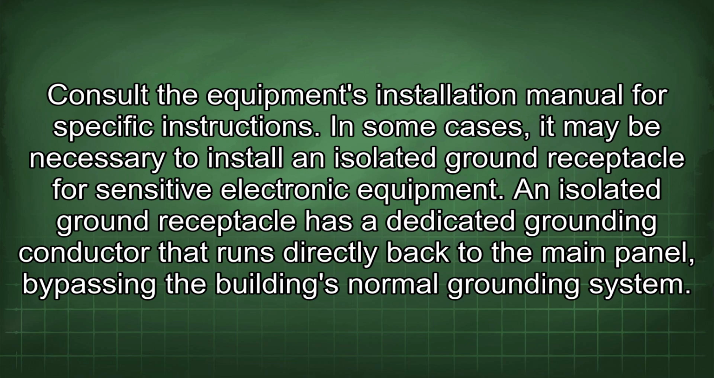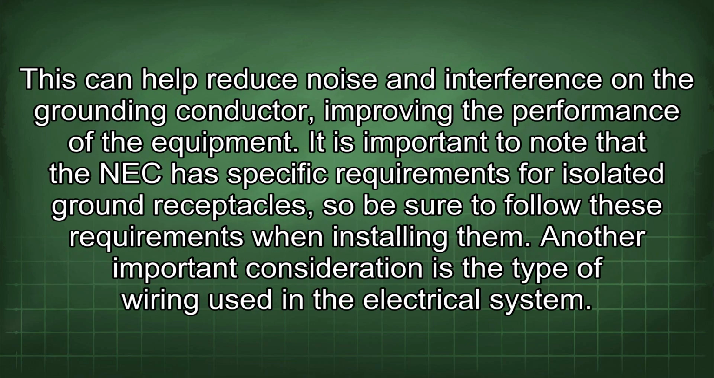In some cases, it may be necessary to install an isolated ground receptacle for sensitive electronic equipment. An isolated ground receptacle has a dedicated grounding conductor that runs directly back to the main panel, bypassing the building's normal grounding system. This can help reduce noise and interference on the grounding conductor, improving the performance of the equipment. It is important to note that the NEC has specific requirements for isolated ground receptacles, so be sure to follow these requirements when installing them.